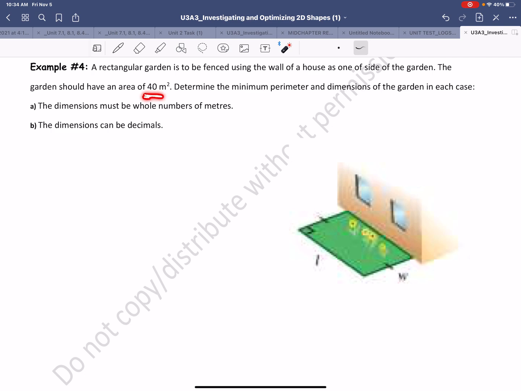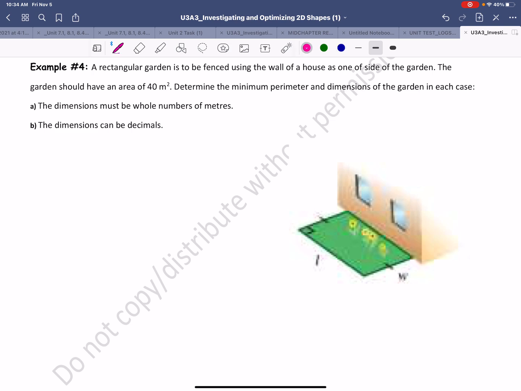Now, we want the area of the garden to be 40 meters squared, and we want to find the minimum perimeter and the dimensions of the garden in each case. So we want the dimensions to be whole numbers, still in meters, and then the dimensions can be decimals. So we're going to get started with question A.